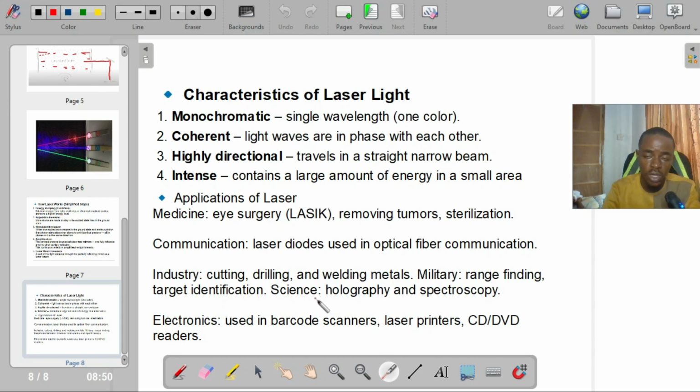I think I showed you. Most of you have watched Ben 10, or some film where they might want to communicate with themselves. Once the person flips up the watch, the person will just pop out from the watch in the form of light. So it is possible as well. And in electronics, it is used in barcode scanners and laser printers.